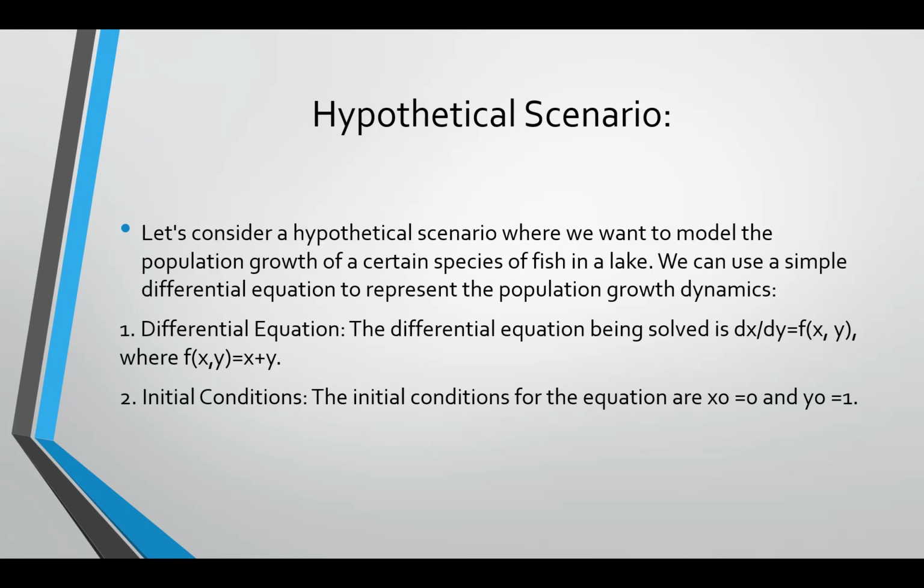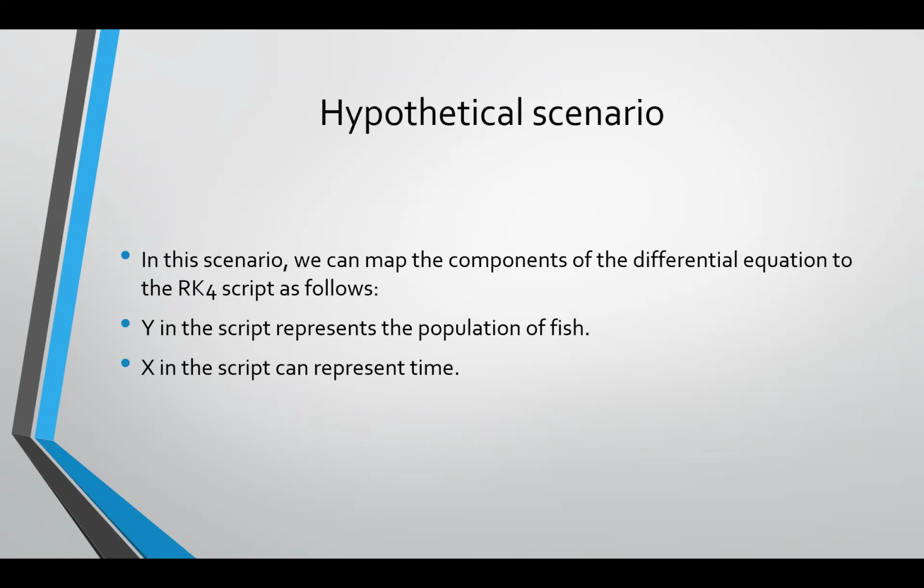Coming to the second scenario for the application of RK2, the Runge Kutta method allows precise modeling of fish population growth considering changes in environmental conditions and other external factors. Let's look at the second hypothetical scenario. In this scenario, we can map the components of the differential equation to RK4 script where it has four models as discussed in the earlier slides, where initial slope method and the remaining three methods.